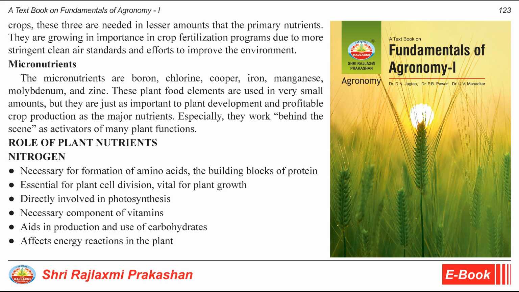the environment. Micronutrients. The micronutrients are boron, chlorine, copper, iron, manganese, molybdenum, and zinc. These plant food elements are used in very small amounts, but they are just as important to plant development and profitable crop production as the major nutrients. Especially, they work behind the scenes as activators of many plant functions.